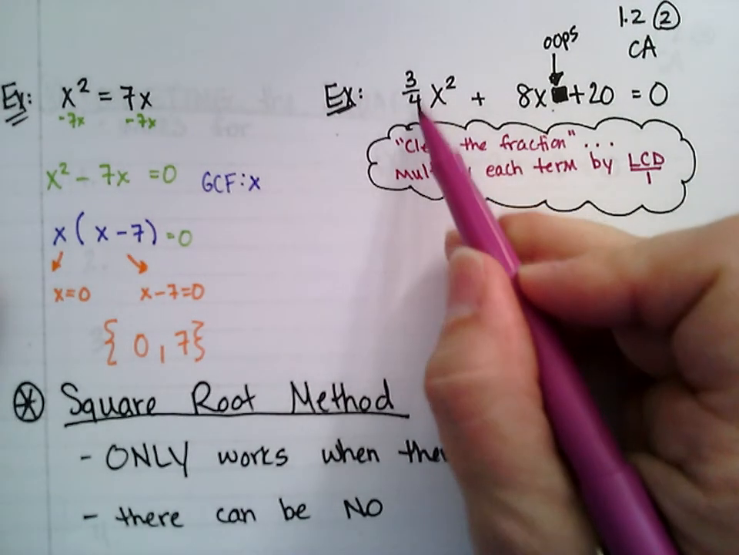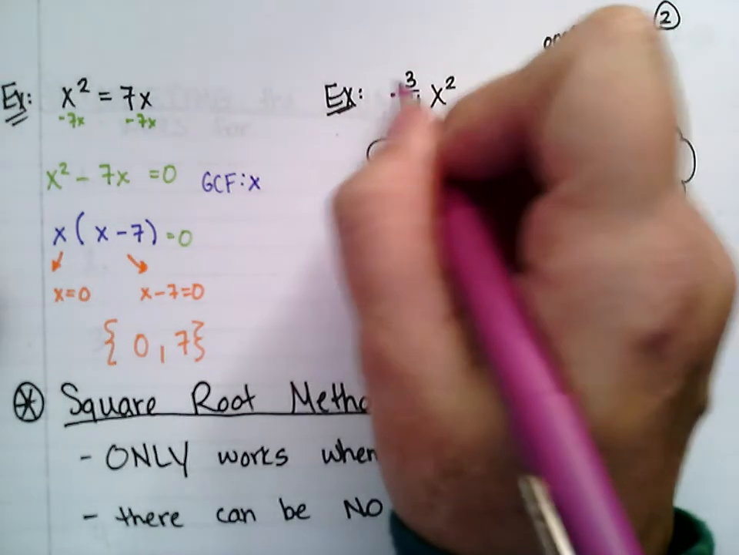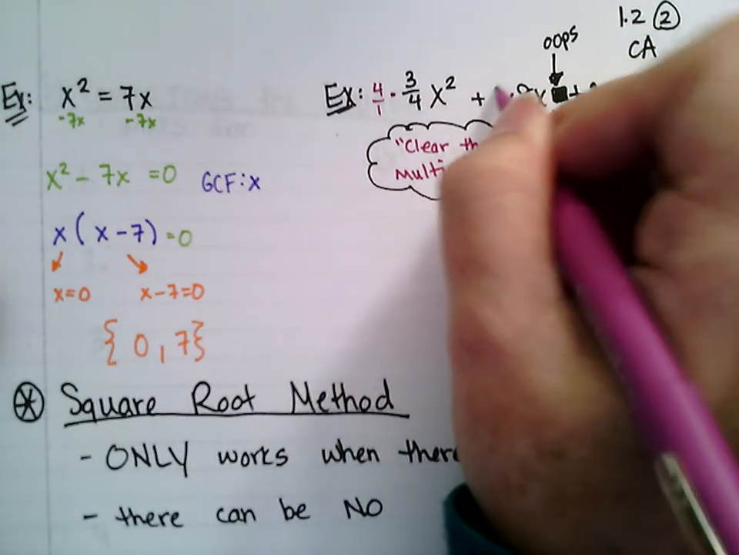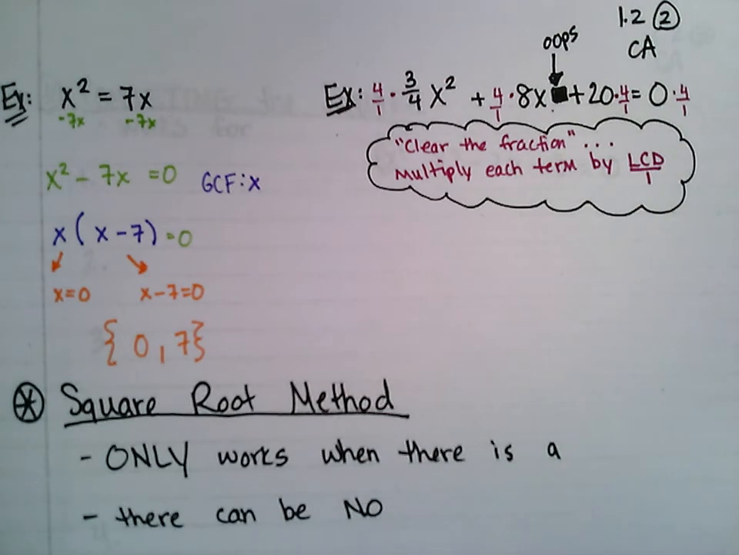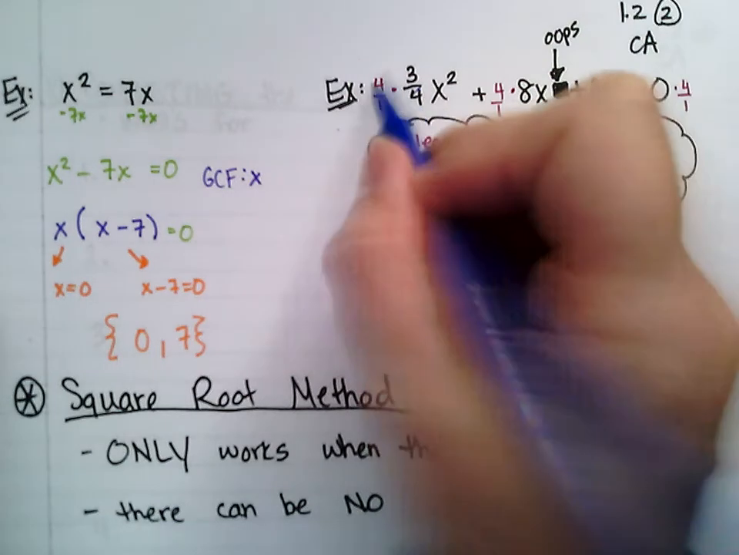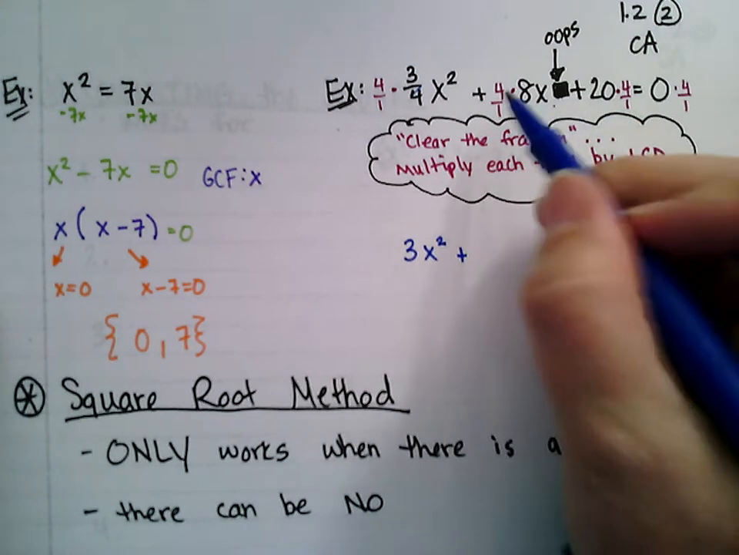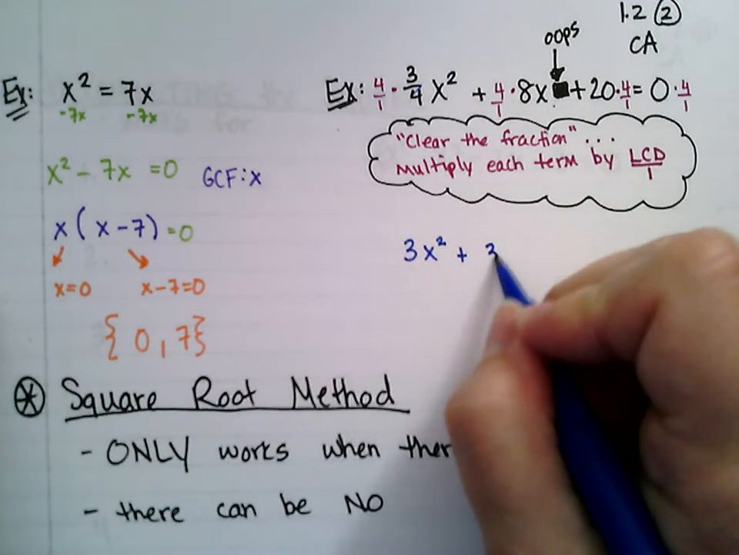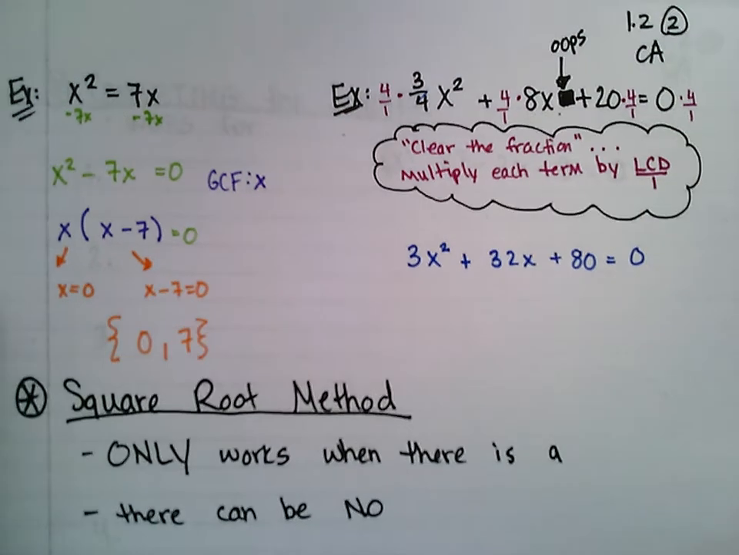So this one has a denominator of 4. This one's denominator is 1, 1, 1. So I'm going to multiply each term by 4 over 1. And going from there, that is going to leave me 4 times 3 is 12 divided by 4. Well, that'll be 3 because the 4s will cancel anyway. So I got 3x squared plus 4 times 8x, 32x, plus 20 times 4, 80, equals 0 times 4, 0. Okay.